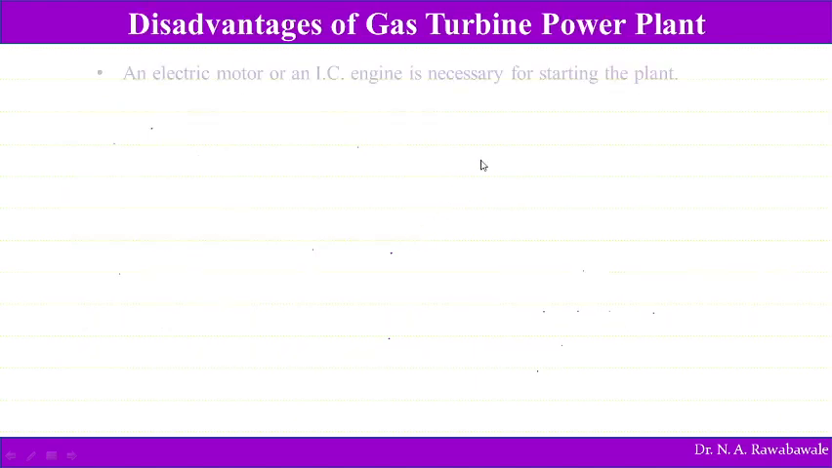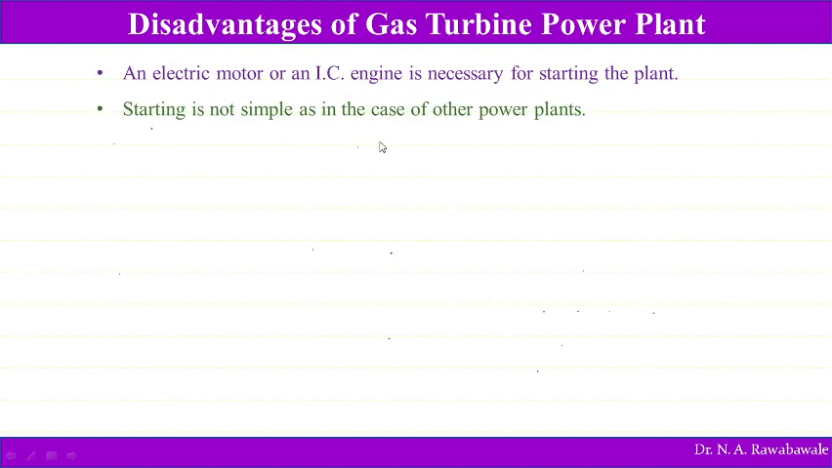Then the disadvantages of a gas power plant. Very first, for starting purposes, a starting motor is required. In order to have compressed air or compressed gas, it is necessary to start the compressor first, so a starting motor, starting power or IC engine is required. Second, starting is not as simple as in other power plants. It requires the starting motor or IC engine, it takes some time, and it is difficult for this gas power plant to start initially.